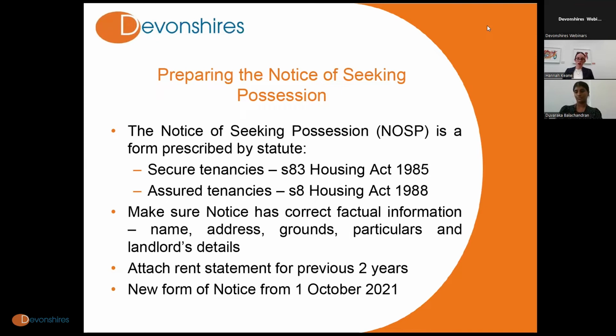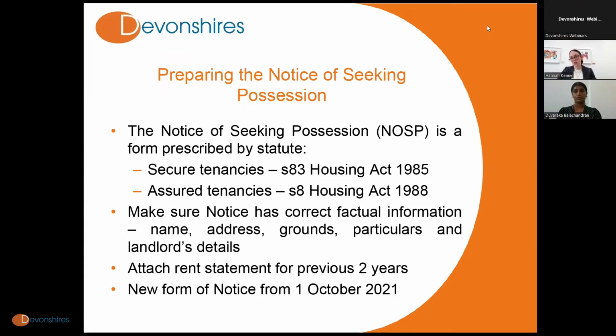So if you've considered all your options in the protocol and you've not been able to reach any agreement, or any agreement that you've reached has been breached by the tenant, then obviously you have to consider serving a notice. So turning to NOSPs, notices of seeking possession, these must be in their prescribed form. These are prescribed by statute. In relation to secure tenancies, this is Section 83 of the Housing Act 1985. And in relation to assured tenancies, it's Section 8 of the Housing Act 1988.